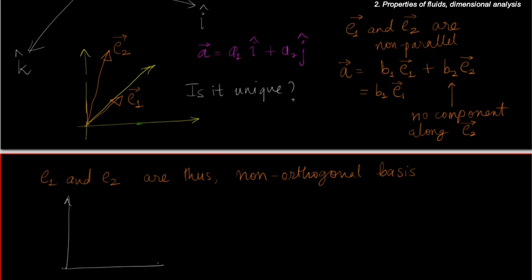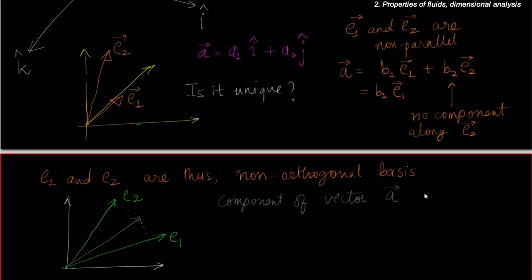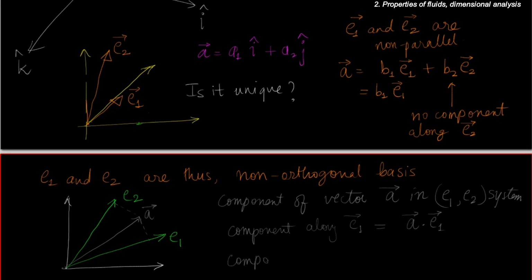And these bases are called non-orthogonal bases, meaning that E1 and E2 are not 90 degrees apart, unlike i, j and k. So if I have any vector A, how do I find out the components of the vector A in the E1, E2 coordinate system? It's simple. I just need to take a dot product with the two basis vectors. So a dot product along E1 will tell me the component of A along E1, while the dot product along E2 will tell me the component along E2.